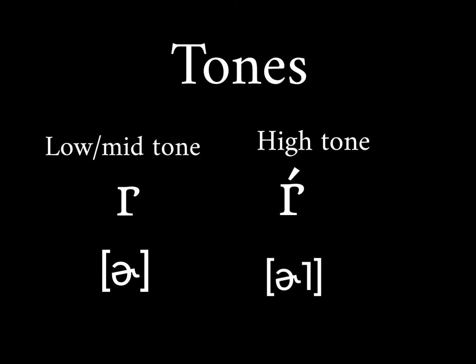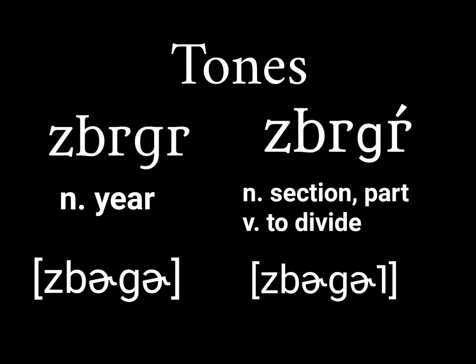Now moving on to the final element of the phonology, the tones. There are only 2 tones, but without them there'd be like half as much variety. Some words are only different because of their tones and are otherwise identical, like the word Zburger, meaning year, and Zburger, meaning section, part, or to divide.